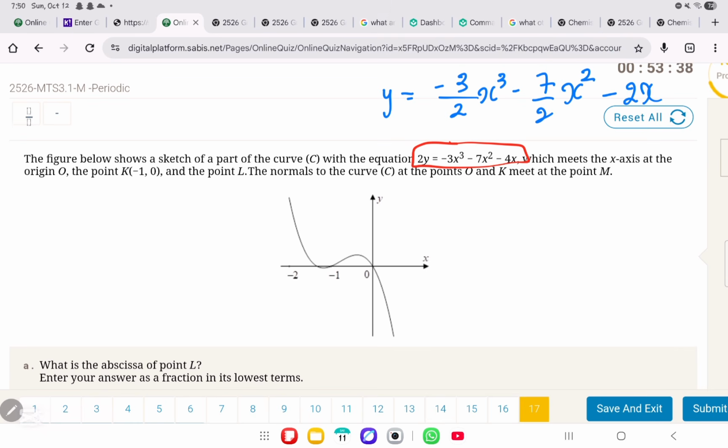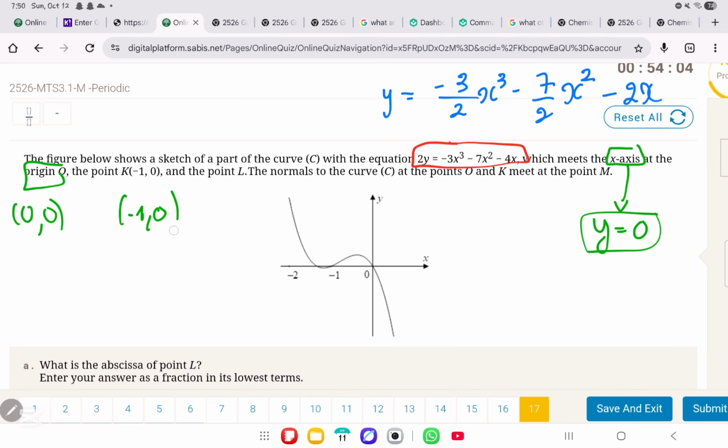Okay, they said that a couple of points on the curve meet the x-axis. What do we say when they meet the x-axis? We say that their y is equal to 0. Always their y is equal to 0. And these 3 points are the origin, which is 0, 0, the point K, minus 1, 0, and the point L.